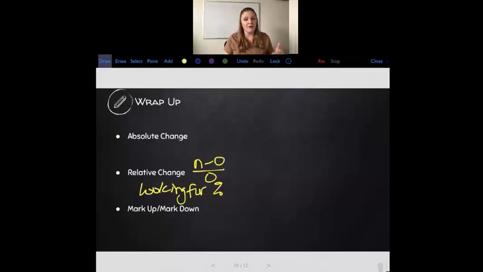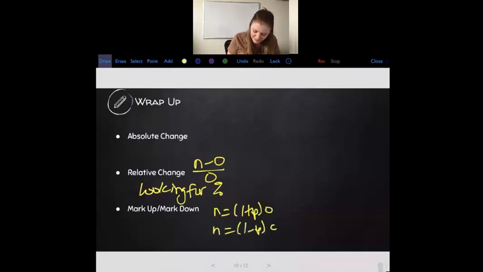When you're looking at markup markdown, so you're paying a tax and that's being added onto the original price, or the original price is coming down, that's when you would use the new is equal to 1 plus p times the old, or the new is equal to 1 minus p times the old. Technically, you could use any one of these formulas for relative or markup markdown, but they're just in a little bit of a more friendly form to work with depending on what you're asked for.